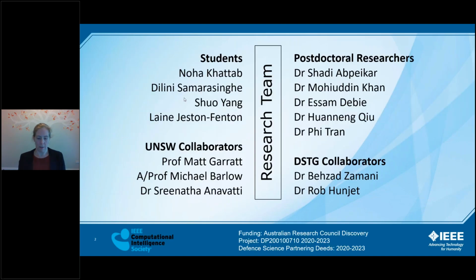I might start a timer as well so that I can keep track of how long I'm going. So this work is done by a whole team of people. We have students on the project and also postdocs. We've got a team of collaborators at UNSW Canberra and also from Defence Science and Technology Group. And the work is funded by the Australian Research Council, and parts of the work have also been picked up as a Defence Science Partnering Deed. Quite a few people have provided input into the work behind the slides I'm presenting today.